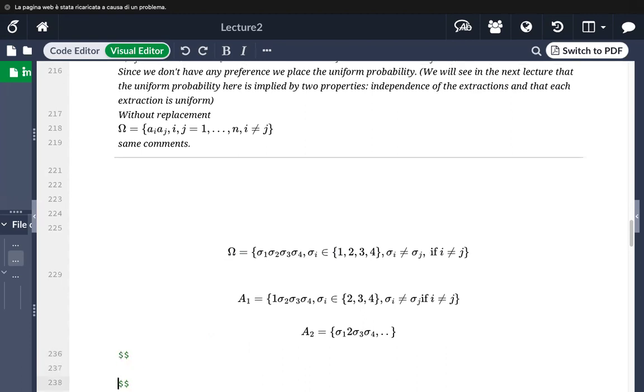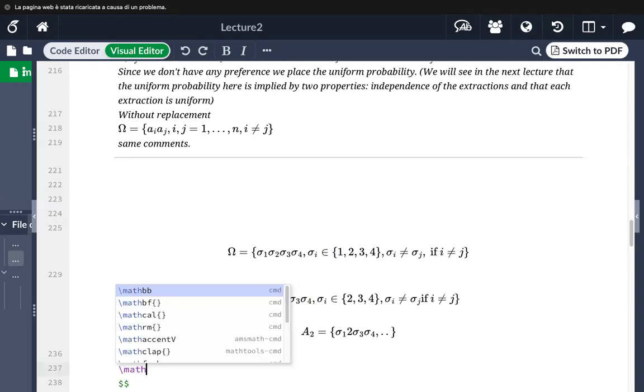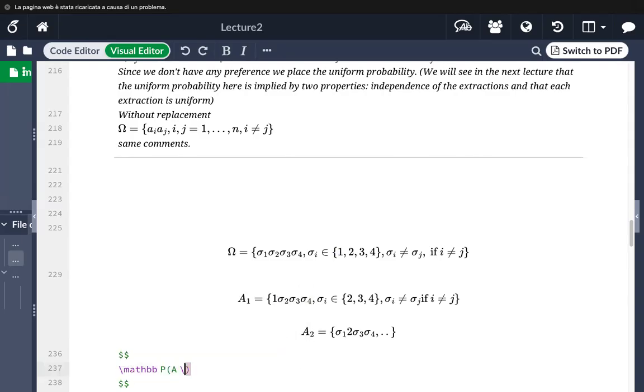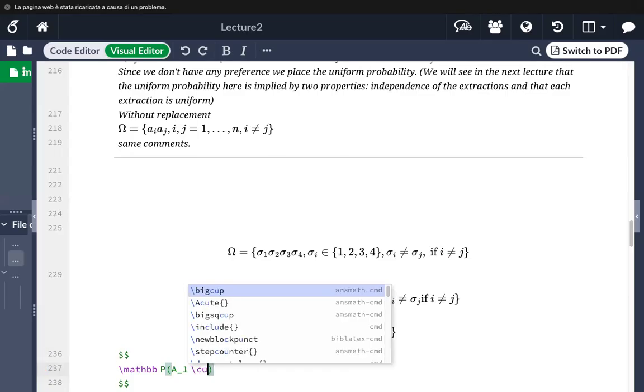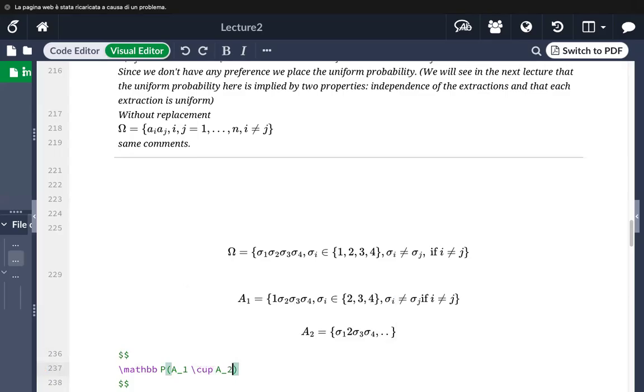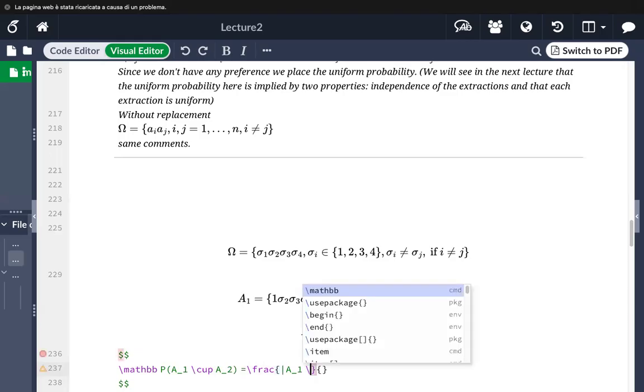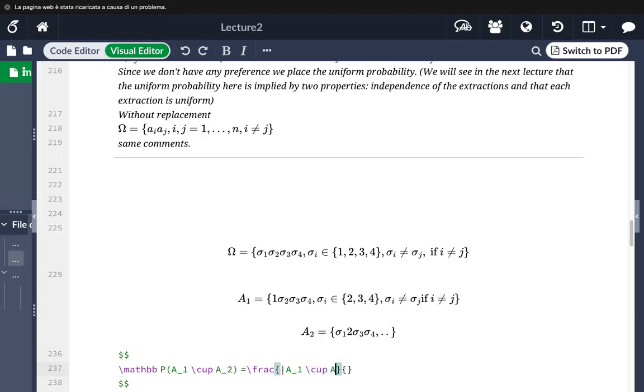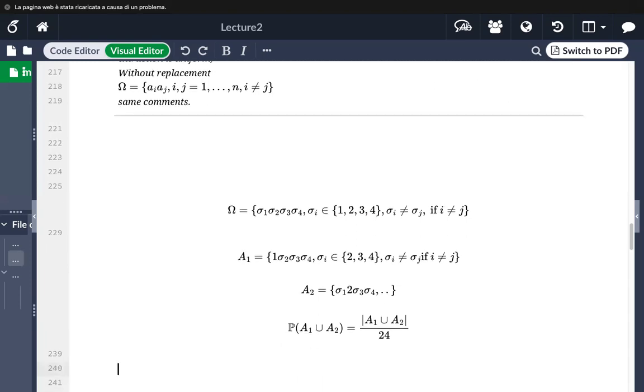So if you want to compute the probability of A1 union A2, so A1 or A2, we have to count the number of elements in A1 and A2 divided by 24, because there are 24 elements in omega. So this is the definition of uniform probability.